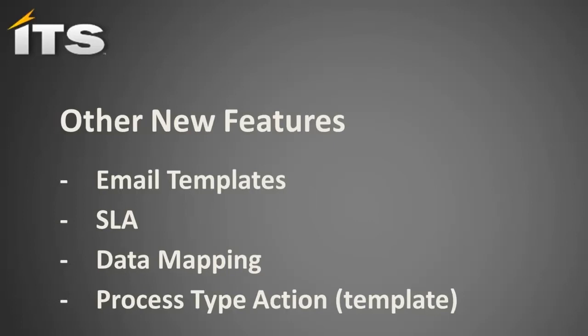So we're going to take a look at email templates, how it's changed where email is managed. This is a pretty big change in 7.5. Same with SLA, another big change. Both email templates and SLA have been moved to the process automation section of the rules engine. We'll also talk about data mapping, which is a convenient way to handle routing on things like classification and location. And then finally, if we have time, and I think we will, I want to talk about one other template that Symantec is providing to give you access to process type actions.